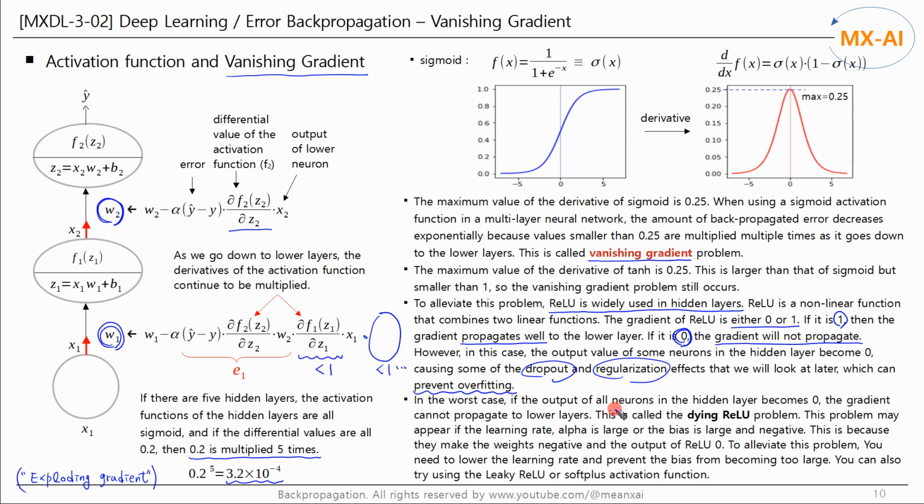In the worst case, if the output of all neurons in the hidden layer becomes 0, the gradient cannot propagate to lower layers. This is called the dying ReLU problem. This problem may appear if the learning rate, alpha, is large or the bias is large and negative. This is because they make the weights negative and the output of ReLU 0. To alleviate this problem, you need to lower the learning rate and prevent the bias from becoming too large. You can also try using the leaky ReLU or softplus activation function.